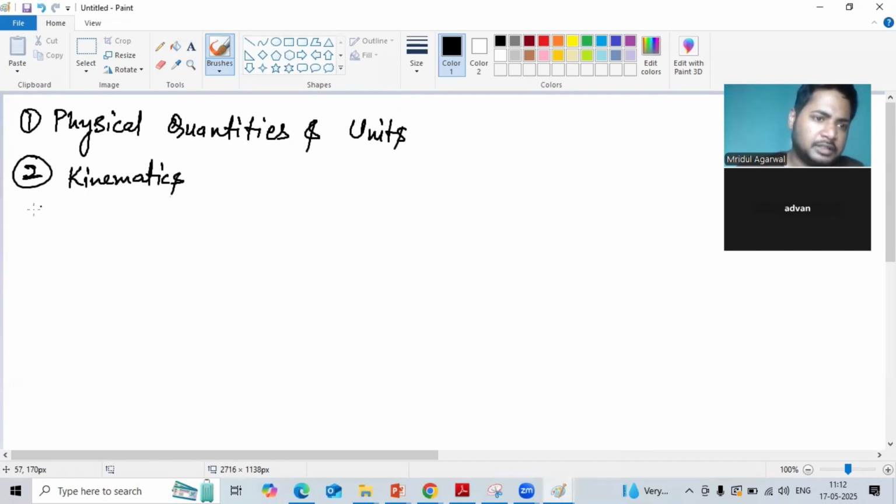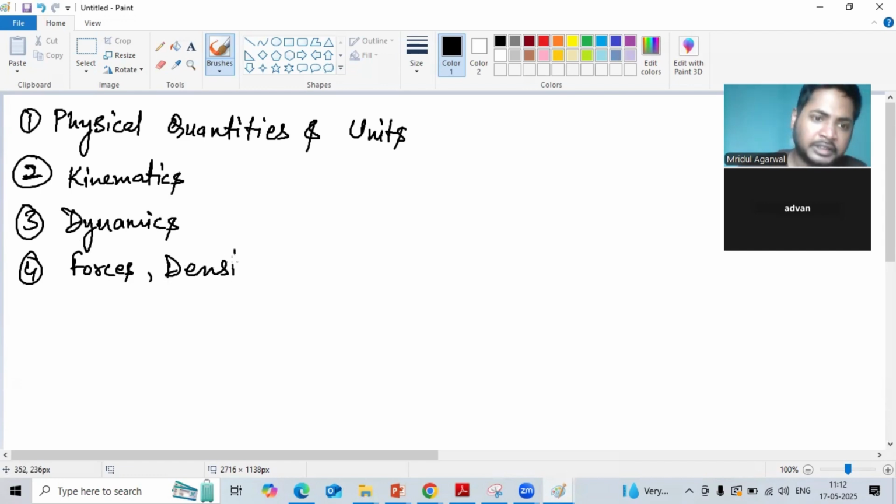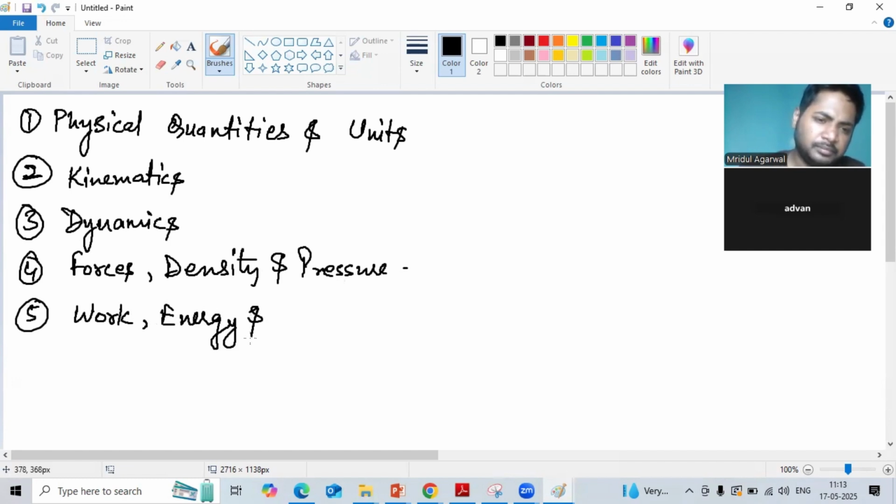Then the third topic is dynamics. Okay. And then we have forces, correct? Forces, then density and pressure. And then what you have next is work, energy, power. Work, energy, power. The sixth one is deformation of solids. Correct. Deformation of solids.